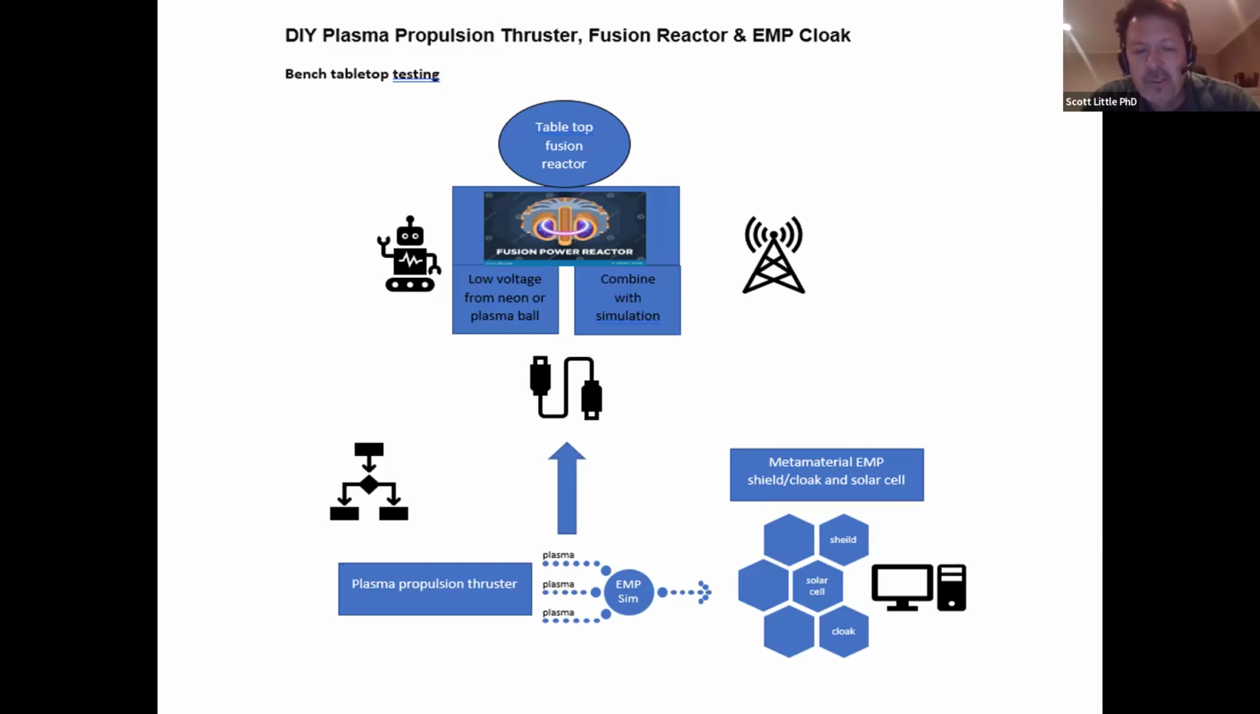creating this plasma propulsion thruster, which is creating a small scaled down EMP, and we're actually shooting these EMPs at a shielding or cloaking device that's cloaking an electronic device. In this particular case, those are made out of what are called metamaterials. Metamaterials, if you've ever heard the term before, are devices made out of repeating patterns of certain conductive materials. They're used for invisibility cloaking because they're actually used to cloak things around.